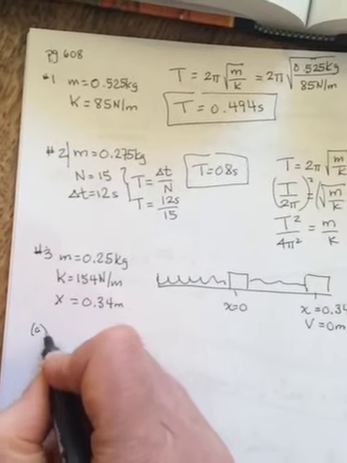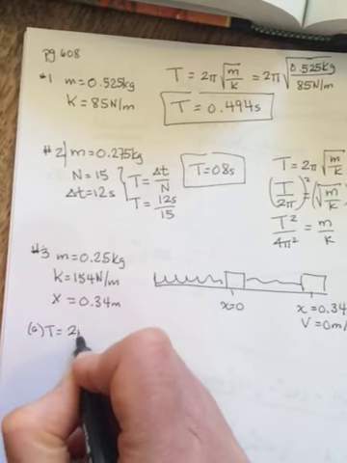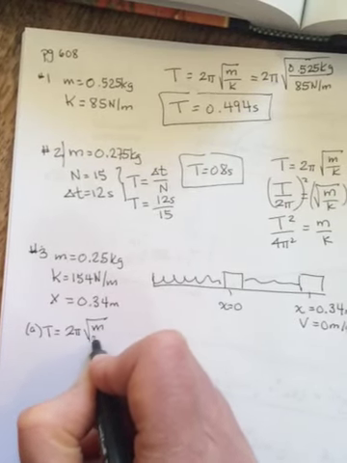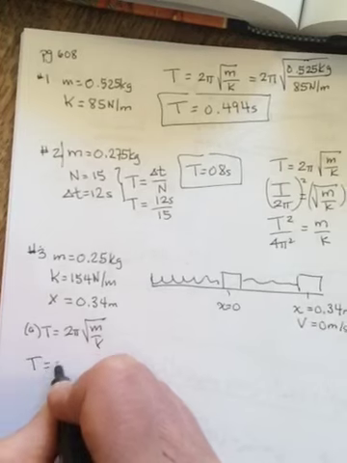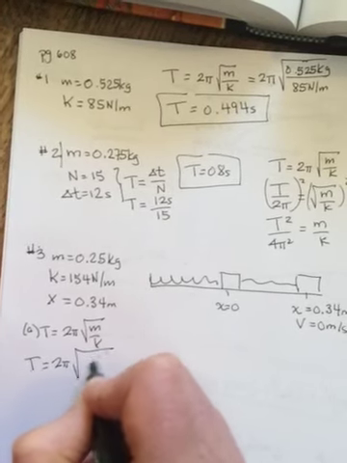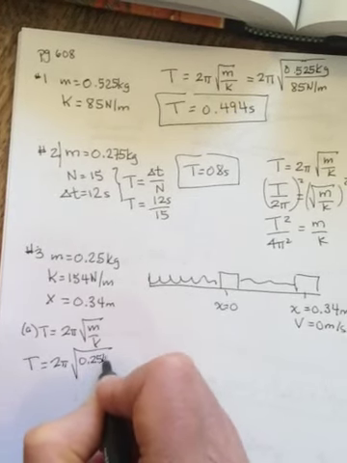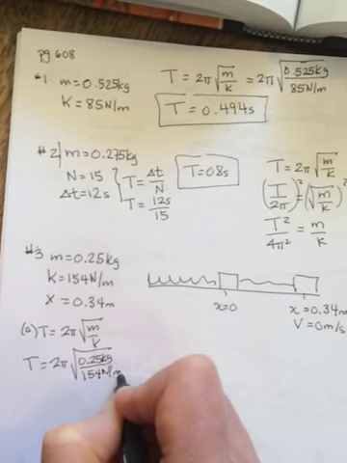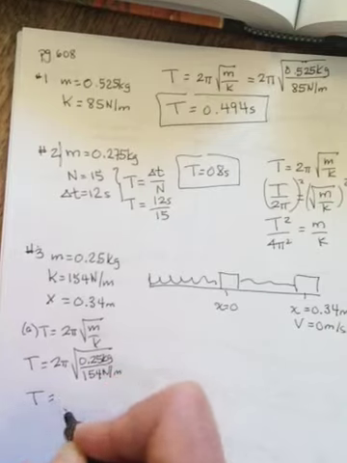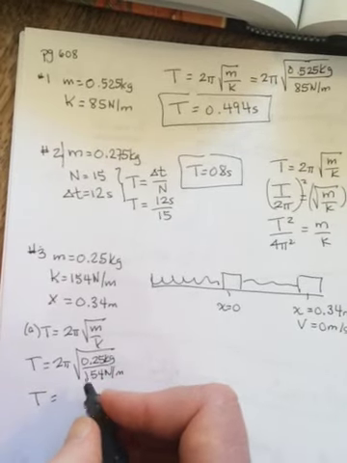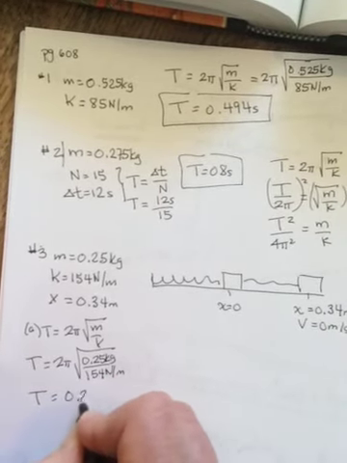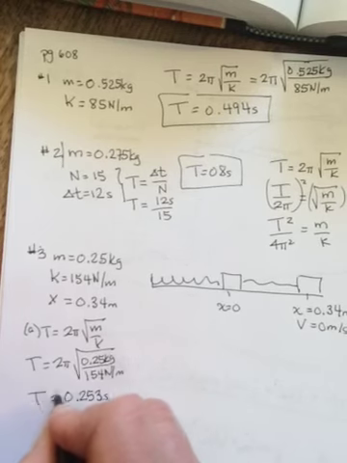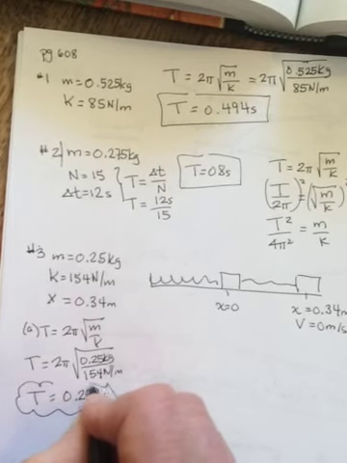So you can just do T is equal to 2 pi root m over k. So T is equal to 2 pi root 0.25 kilograms over 154 newtons per meter. And you get T equal to 0.253 seconds. Okay, that's part A.